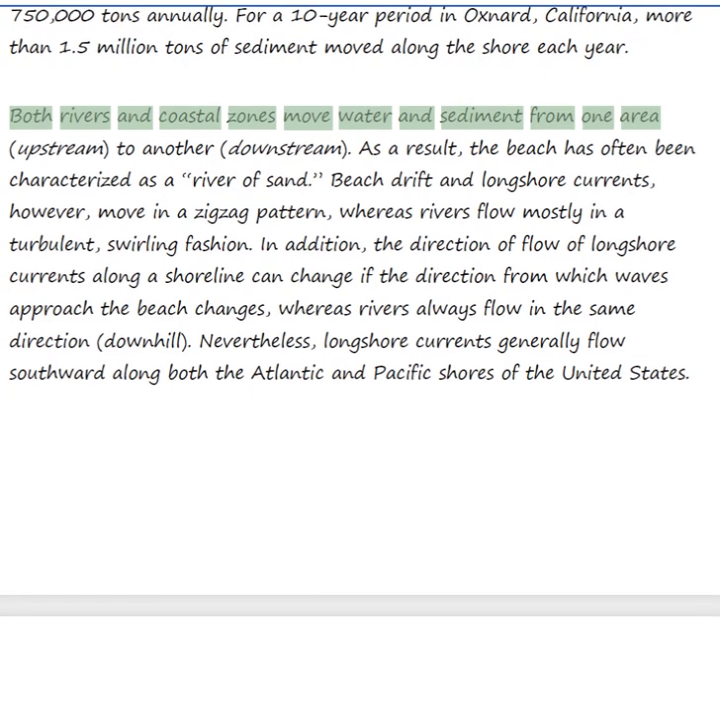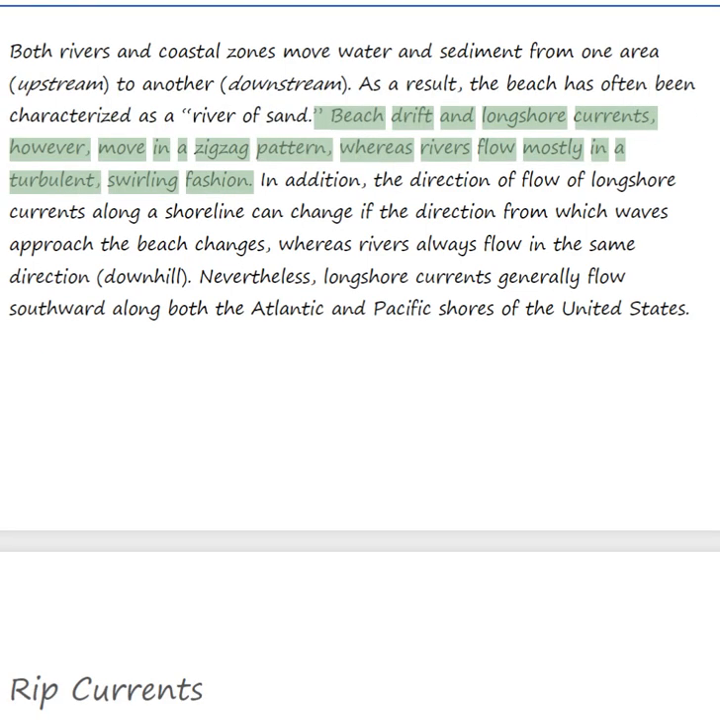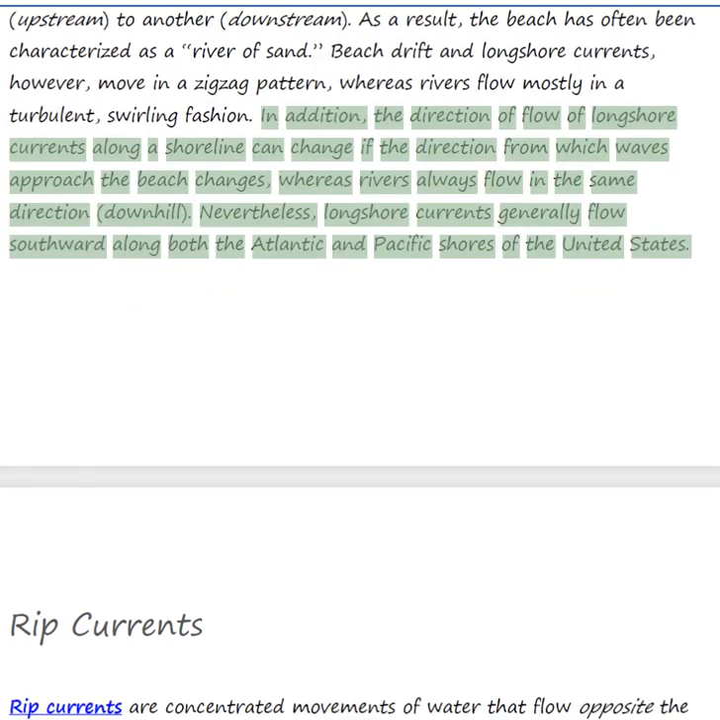Both rivers and coastal zones move water and sediment from one area to another. As a result, the beach has often been characterized as a river of sand. Beach drift and longshore currents, however, move in a zigzag pattern, whereas rivers flow mostly in a turbulent, swirling fashion. In addition, the direction of flow of longshore currents along a shoreline can change if the direction from which waves approach the beach changes, whereas rivers always flow in the same direction. Nevertheless, longshore currents generally flow southward along both the Atlantic and Pacific shores of the United States.